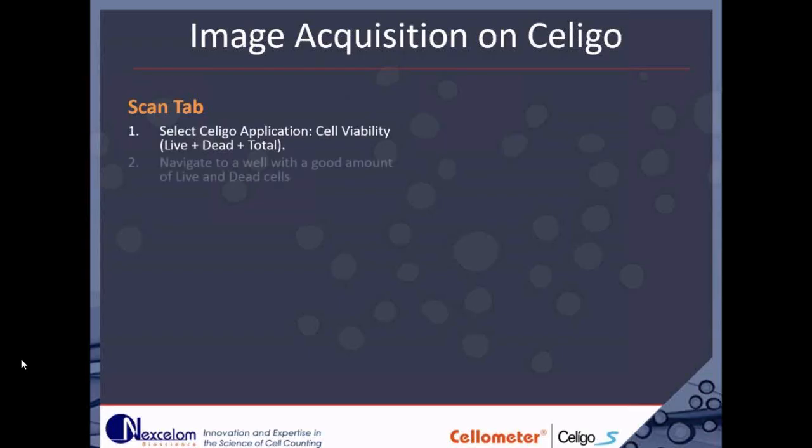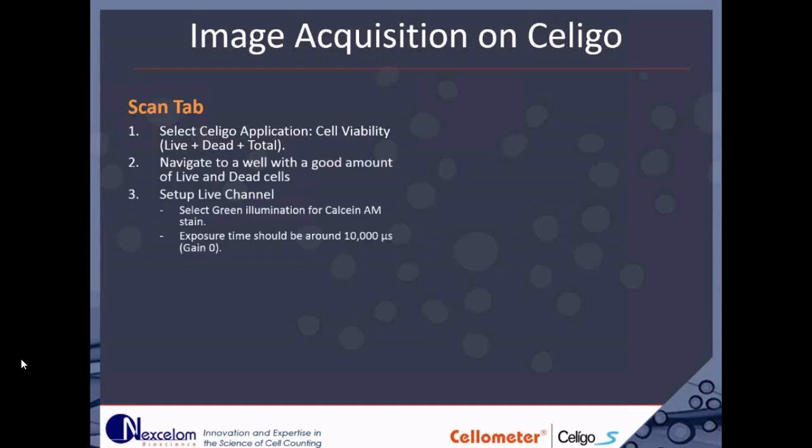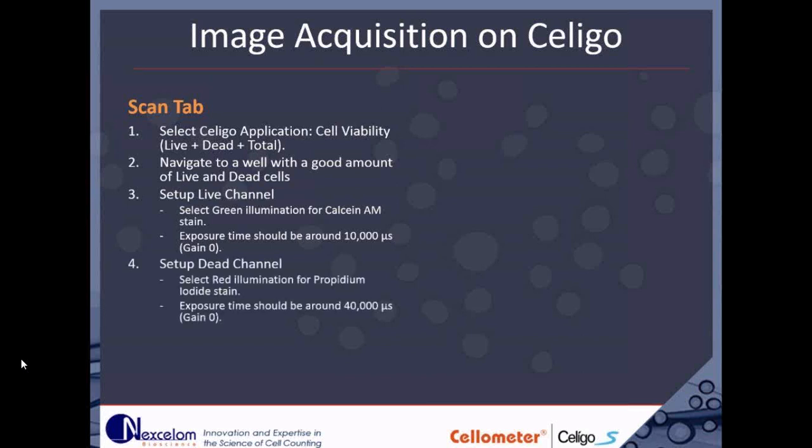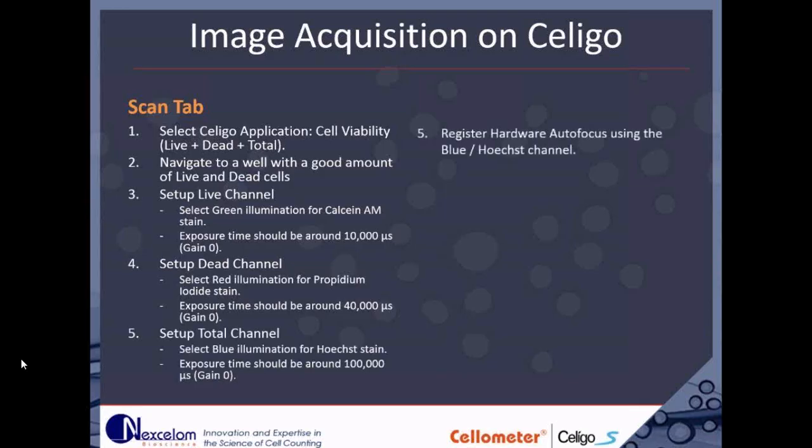And then you're going to navigate on the plate map to a well with a good amount of live and dead cells. Then you're going to set up the live channel for the green illumination with about 10,000 microseconds exposure. Then you'll set up the dead channel with the red illumination for your propidium iodide stain, and the exposure is about 40,000. And then your total channel, you'll turn on the blue illumination at about 100,000 microseconds exposure. Register the hardware autofocus using the blue Hoechst channel.